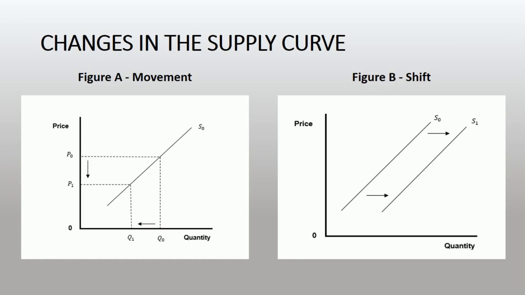We then also get a shift of your supply curve. And this change occurs when there is any other factor except price changes. So our original supply curve will shift either to the left or the right to create a new supply curve, and our price remains constant.